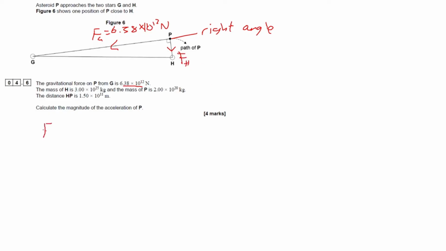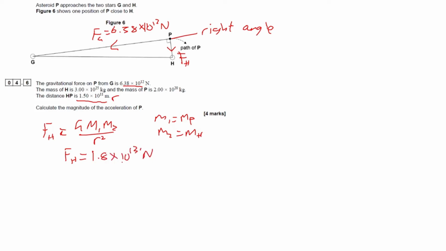So for the force between any two objects, use the gravitational force, Newton's law of gravitation equation, G m1 m2 over r squared. In this case, m1 is the mass of P, the asteroid, and m2 I can use as the mass of H. Put into this equation, and they have given us r here as well, so we just put this into the equation and we get the force due to H to be 1.8 times 10 to the power of 13 newtons.